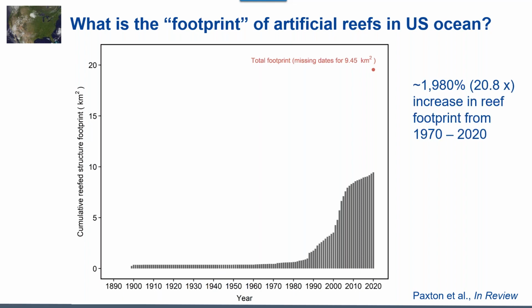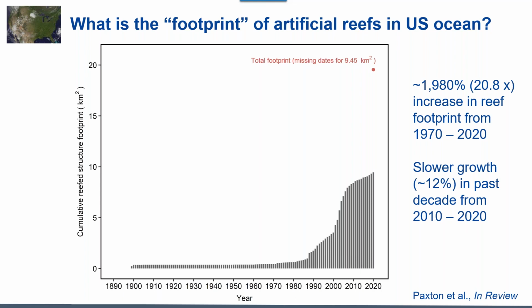What you can see is that the reef structure footprint starts to grow pretty markedly in the past several decades. In fact, if we look at the last 5 decades from 1970 through 2020, we see about a 21 times increase, or nearly 2,000%, in the reef footprint. But one of the interesting patterns is that in the last decade, there has been a slower growth of about 12%. This slower growth is attributed to several factors, one of which is the cost of deploying artificial reef structures and some complications with and logistical challenges of sourcing those materials as well.